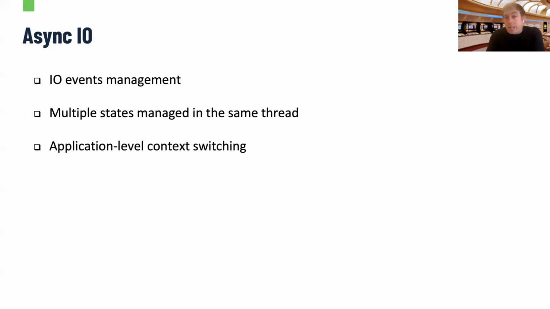And there's Async IO. So what is Async IO? It's an IO event manager, and it helps you manage states. You can have multiple states of your system on the same thread, and you can explicitly manage the context switching. So you can say, I want to work on multiple items, these are the multiple items, and I want to work on them.